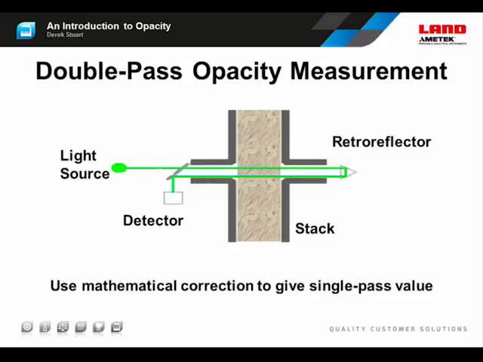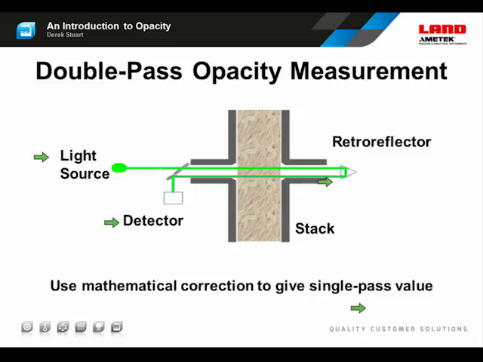The way the Model 4500 works, and the way most other modern opacity monitors work as well, is actually to use a double pass measurement. So we have the light source, and both the light source and the detector are on the same side of the stack, and we use a passive reflector called a retroreflector on the other side of the stack. So the light crosses the stack twice, which doubles our sensitivity and makes it much easier to measure these very low levels of opacity.